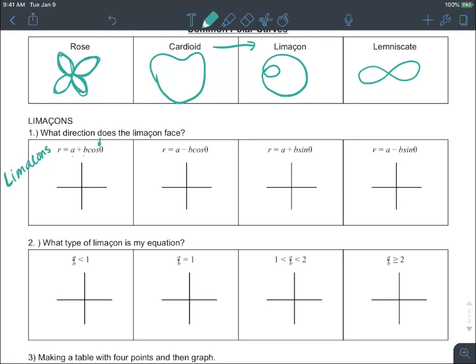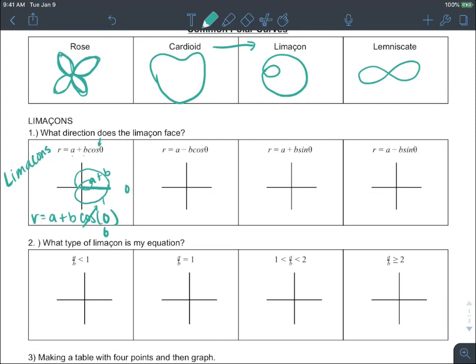So if I have r equal to a plus b cosine of theta, I think: for what angle am I going to add these two values together? I want cosine theta to equal 1. When does cosine theta equal 1? At 0. So when theta is equal to 0, the longest part is going to be equal to a plus b. So let's make this an inner loop, something like that.